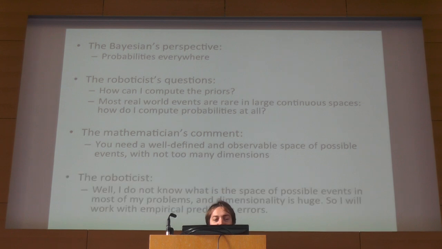Okay? So the roboticist says, well, I don't have this. So my dimension will be too large, so okay, I will work with empirical measures of prediction errors. So how bad is it or how good is it?